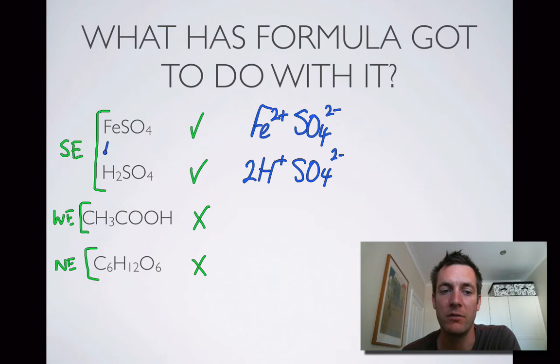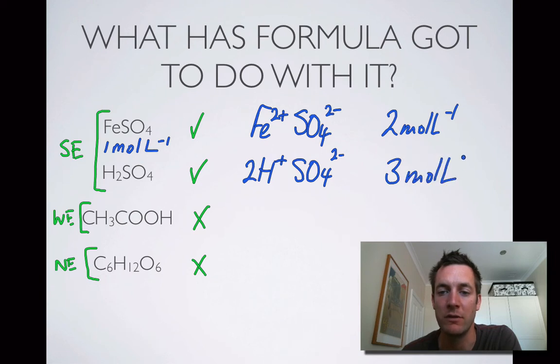So if I started off with 1 mole per litre solutions of these, so that's 1 mole of this substance dissolved in every litre of solution, then I'll have 2 moles of ions here. So the concentration of ions would be 2 moles per litre, but in here, because there's 3 ions for every mole, I'd have 3 moles per litre concentration of ions. So you can see it's really important that you know what the formula is if you're going to try and calculate the concentration of ions that are around.